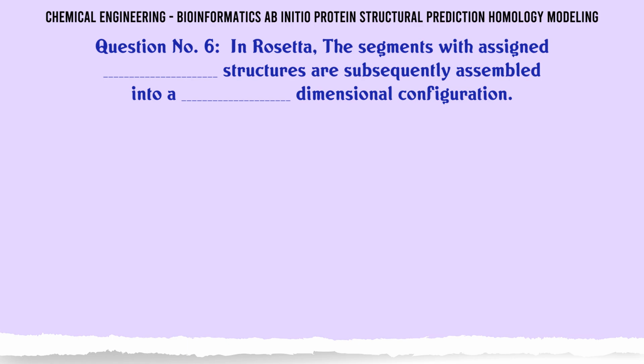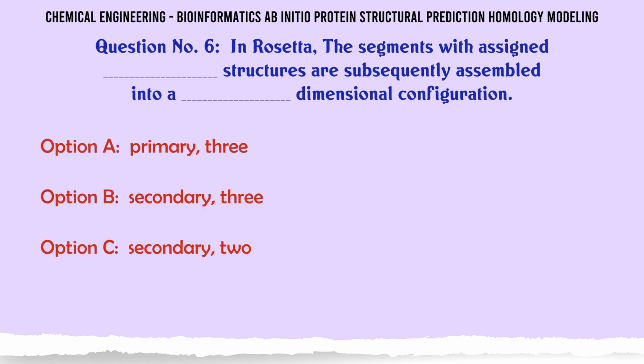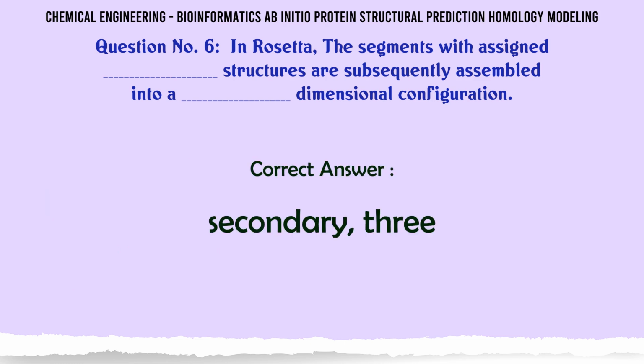In Rosetta, the segments with assigned structures are subsequently assembled into a dimensional configuration. A. Primary 3. B. Secondary 3. C. Secondary 2. D. Primary 3. The correct answer is secondary 3.